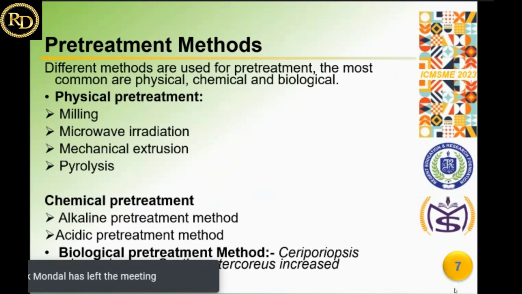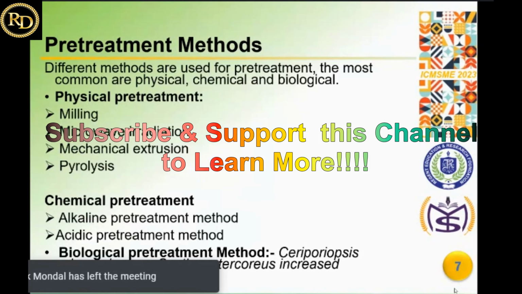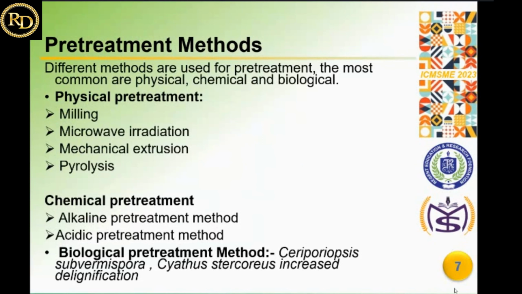We also use biological pretreatment methods. In biological pretreatment, we generally use enzymes produced from different fungi, like Ceriporiopsis subvermispora and Cyathus stercoreus. These are relatively cheaper and not very dangerous to use, and we can attain a good delignification process using these microorganisms.